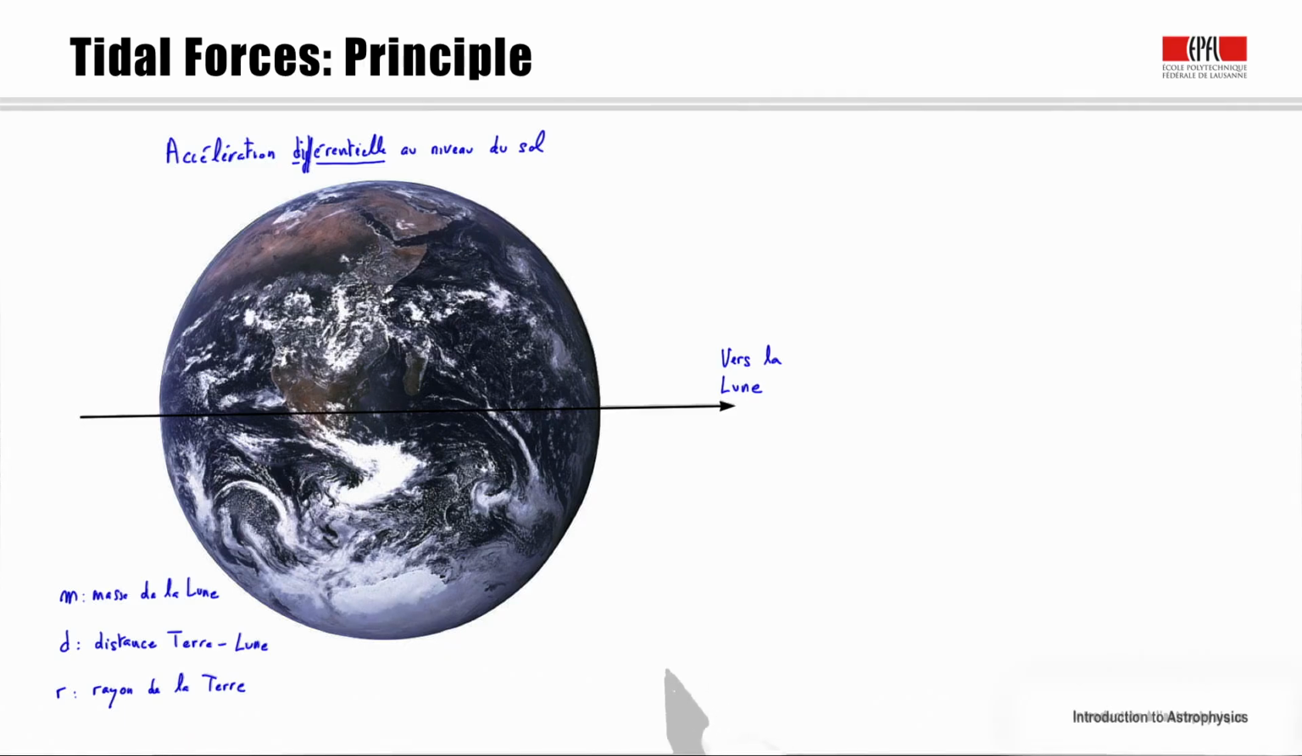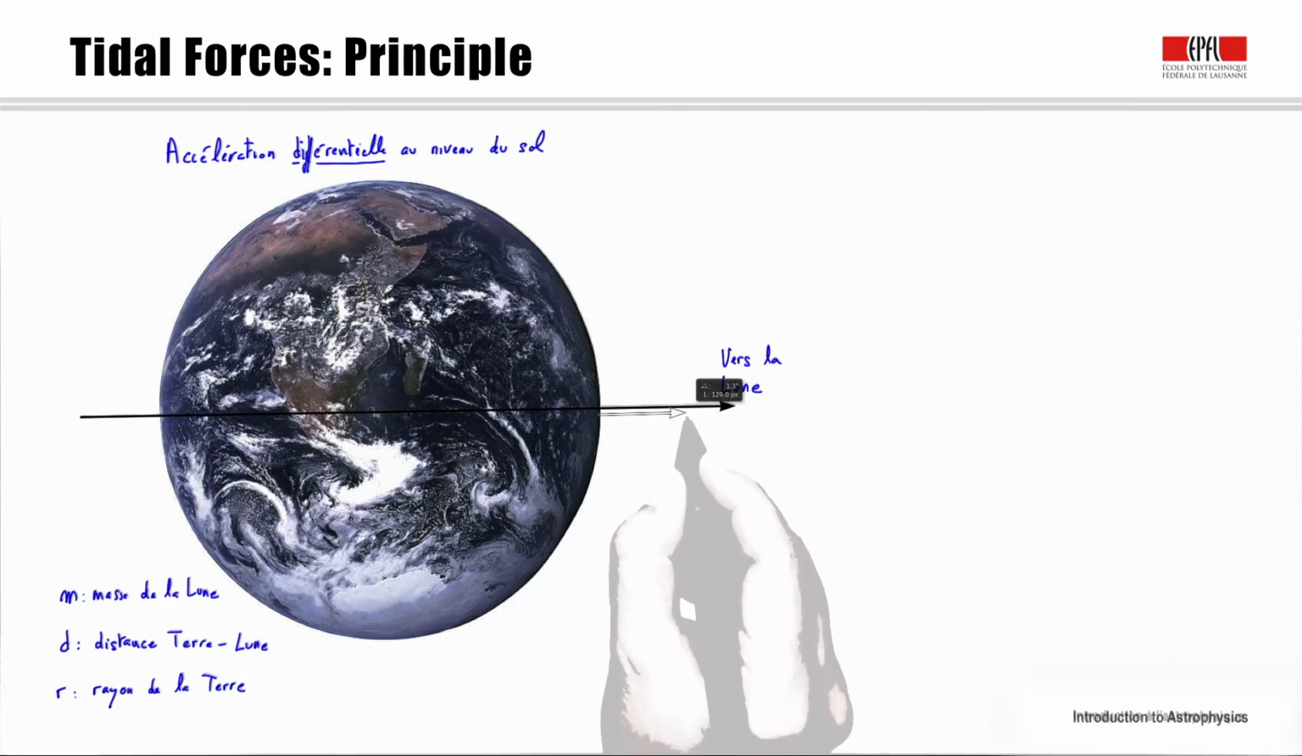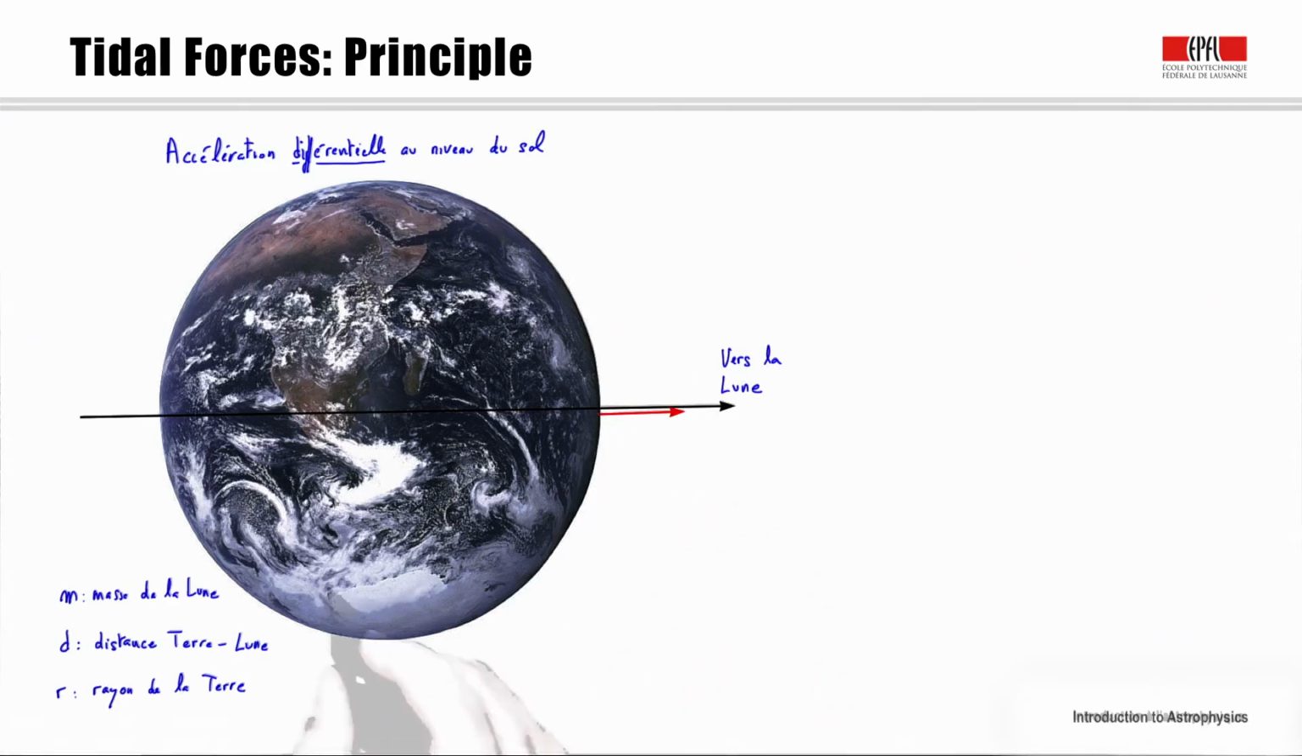The closer the Moon, the stronger the gravitational field. If the Moon is in this direction, it attracts this side of the Earth with some force, and the other side of the Earth with a force that is much smaller. The center of the Earth is attracted with a force that has an intermediate norm. Three points are taken, A, B, and C, for the center of the Earth.